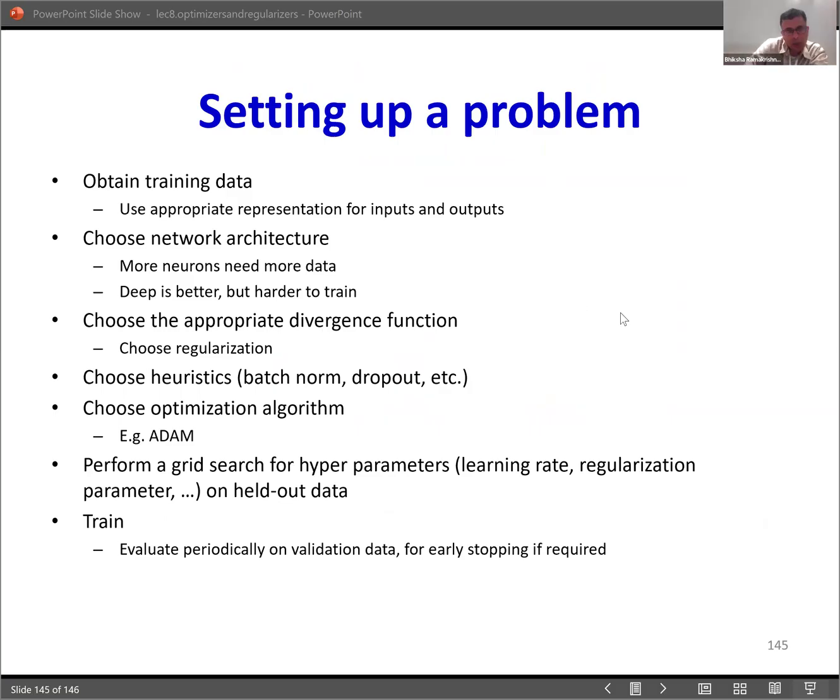And so, just to close out, when you set up a training problem, here's what we do. We obtain some training data using appropriate representation for inputs and outputs. Choose a network architecture. More neurons need more data. Deep is better, but harder to train. Choose the appropriate divergence function. Choose the regularization. Choose heuristics, batch norm, dropout, etc. Choose your optimizer, for example, Adam. Perform a grid search for other hyperparameters like learning rate, and then train. And evaluate periodically on validation data for early stopping if required.